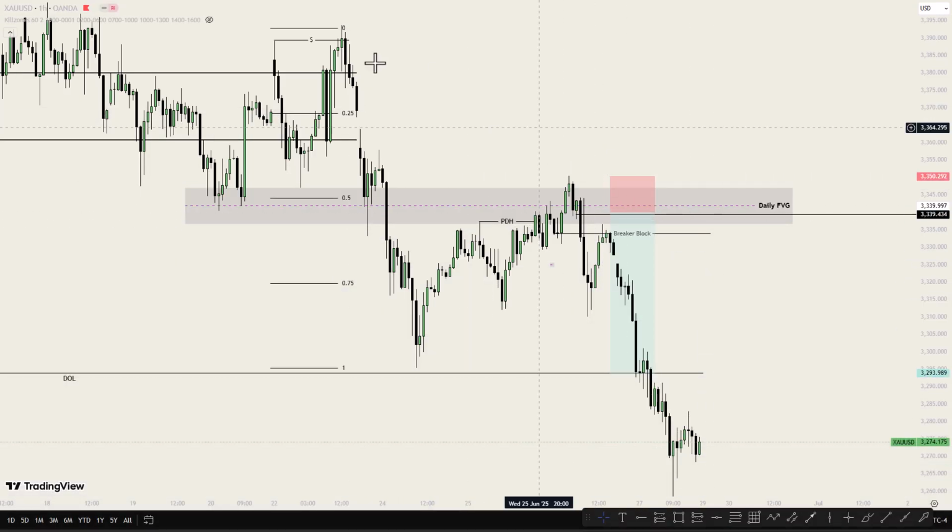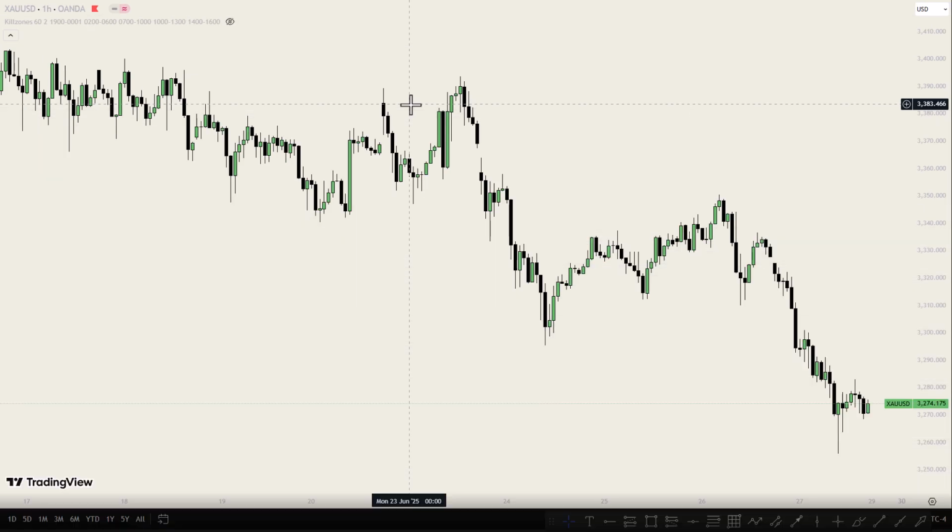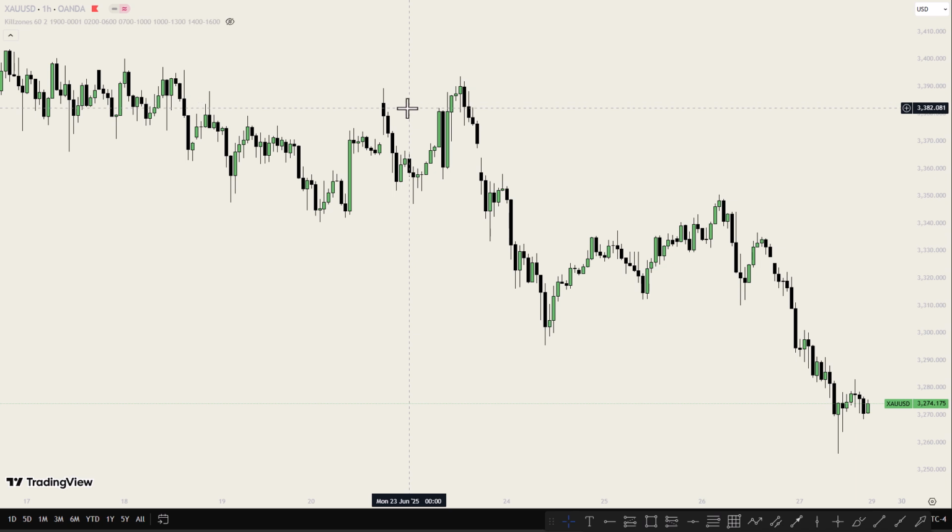Now, this is the chart markup for the trade I took. Let's clear everything and do the analysis from the beginning. What I do every time I come on chart is I determine three things. One is the daily bias, the second is the structure, and the third is the entry.